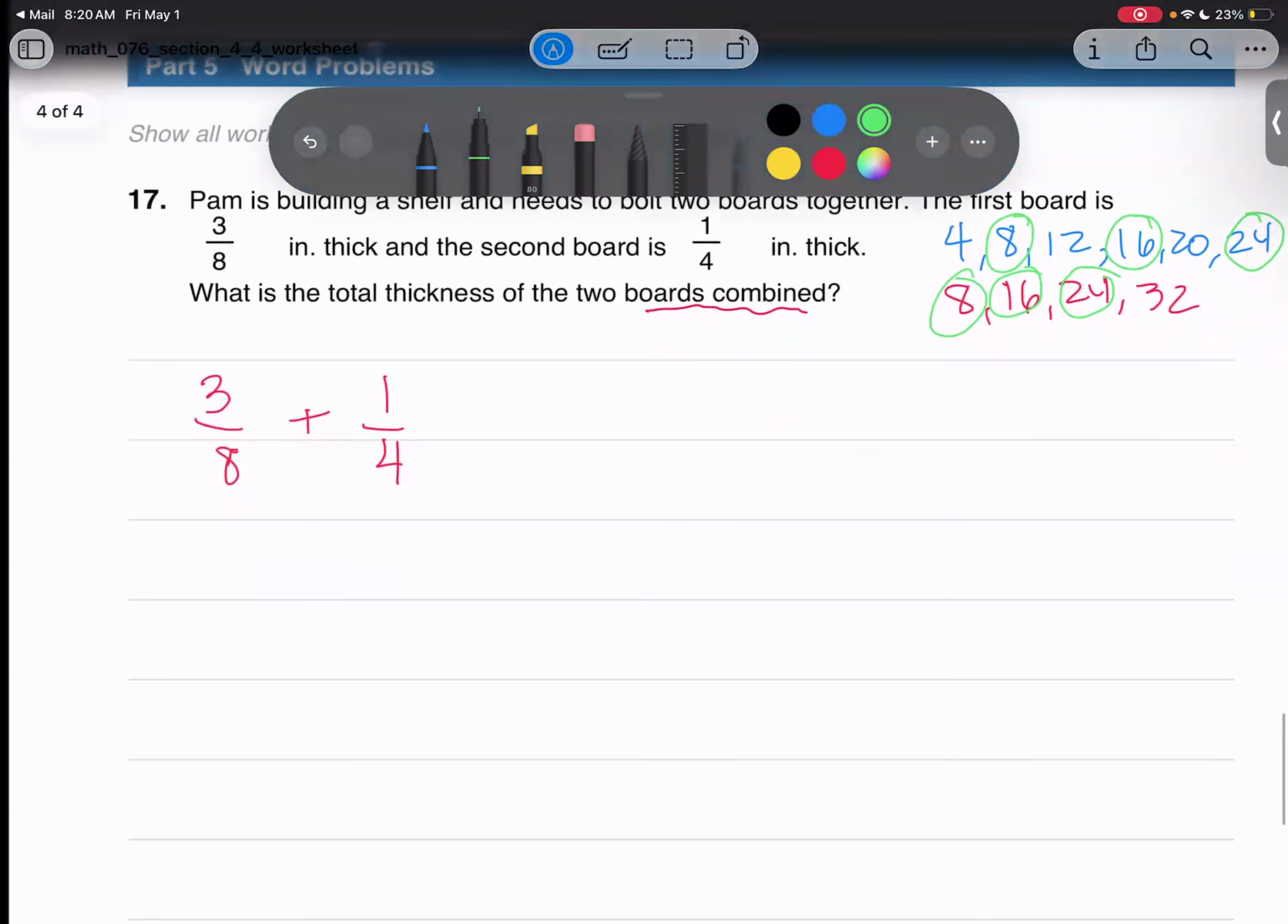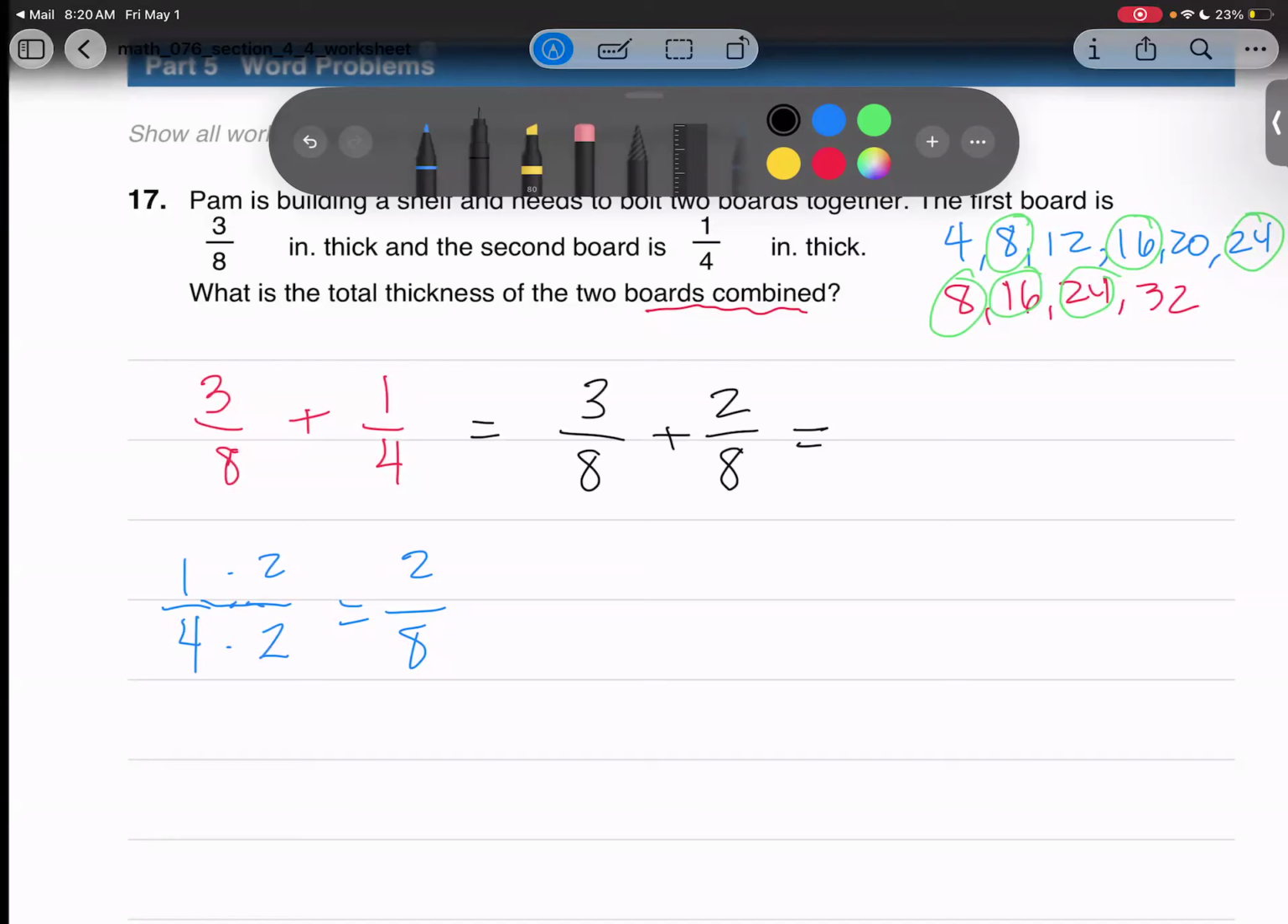Let's check this one out. 1/4. I need to convert this into eighths. What do I need to multiply numerator and denominator by to get to eighths? 2 over 2. 1 times 2 is 2. 4 times 2 is 8. So I get 2/8. So I can rewrite this as 3/8, and then I'm going to replace 1/4 with 2/8, plus 2/8. My denominator stays the same. 3 plus 2 is 5. And then my units, because it's a word problem, the dimensions of this new bolted-together board is inches.